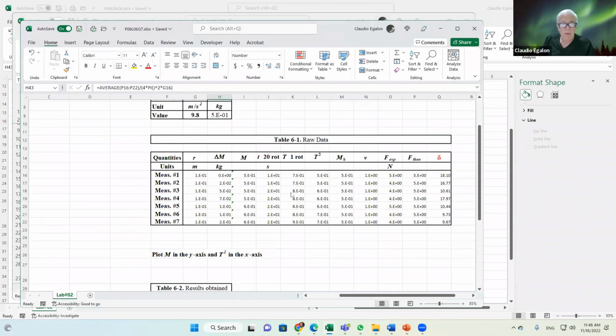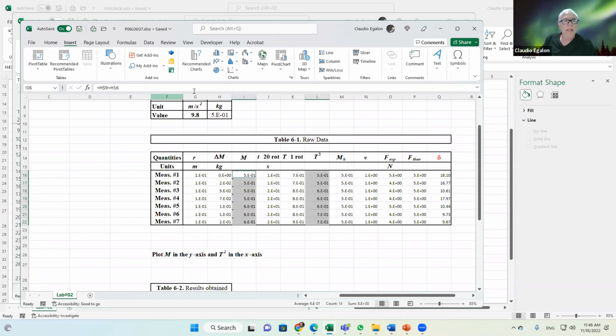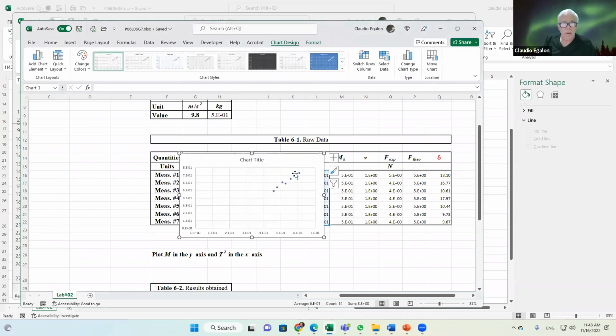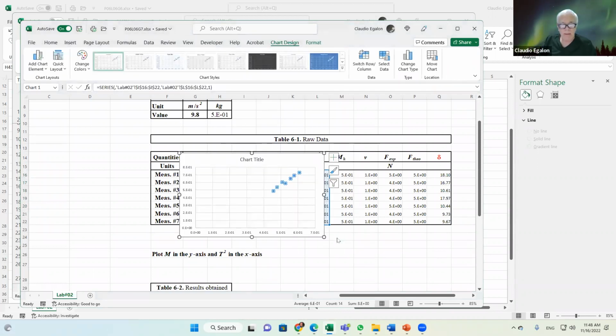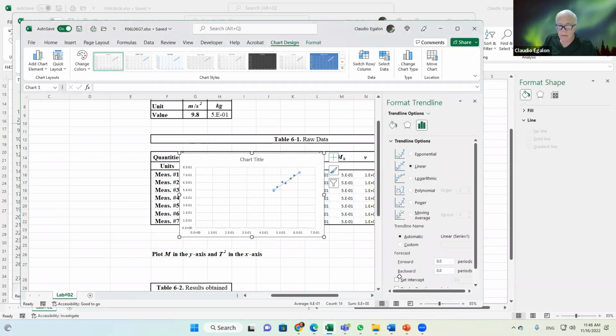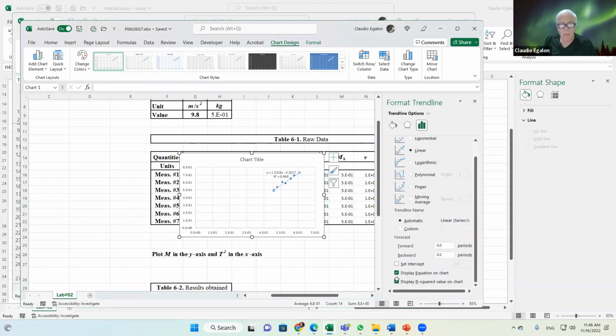Okay, group number 7. I'm going to plot here for you, Basilio. T square M. Okay, insert. Here you go. Now let's see what slope I get. The incorrect slope, right? The incorrect slope is 1.53. Okay, with the original value, I got the slope.